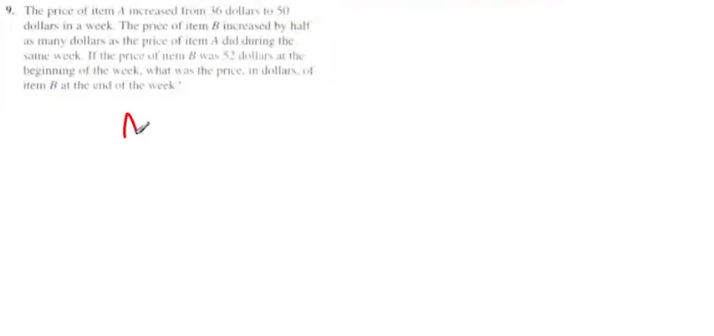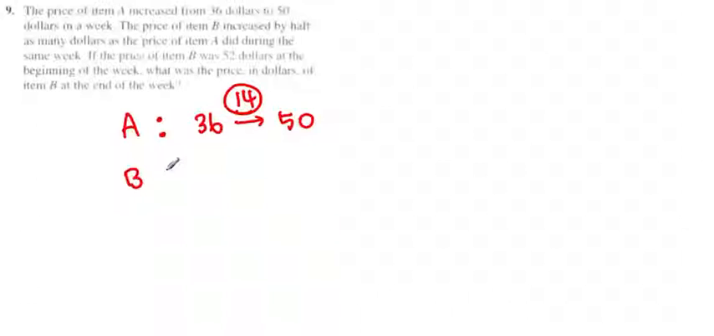So in case of A, it went from $36 to $50. Now this means it has gone up by $14. On the other hand, the B item has gone up half as many dollars. So we have 52. It has gone up half as many as this one, which ends up being $7. So therefore we end up getting 59, and that becomes our answer.